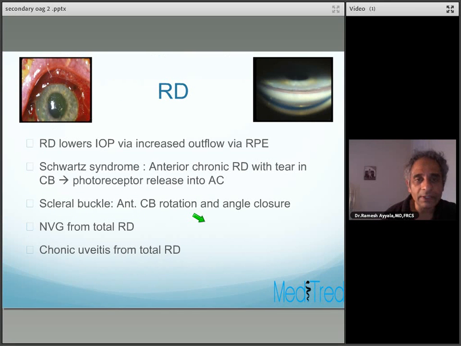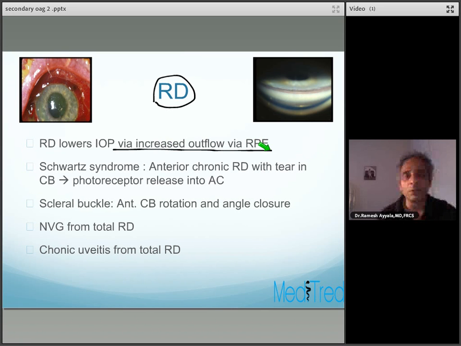Retinal detachment can sometimes present with elevated intraocular pressure. If you remember, typically, retinal detachment means low pressure, and the reason for that is increased outflow via the RPE absorption pathways. It could also be because of decreased blood circulation to the ciliary processes, leading to decreased aqueous production. But in any case, typically when you have a detached retina, the pressure is low. But there are certain exceptions to the rule.